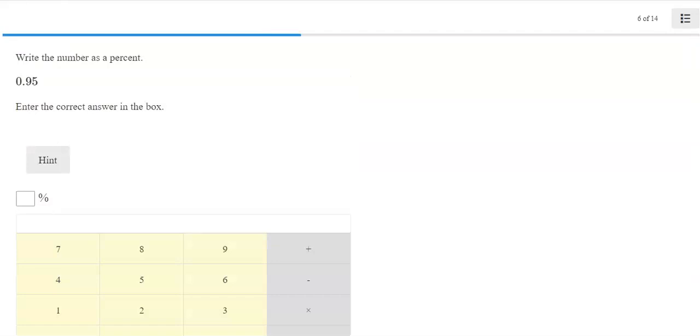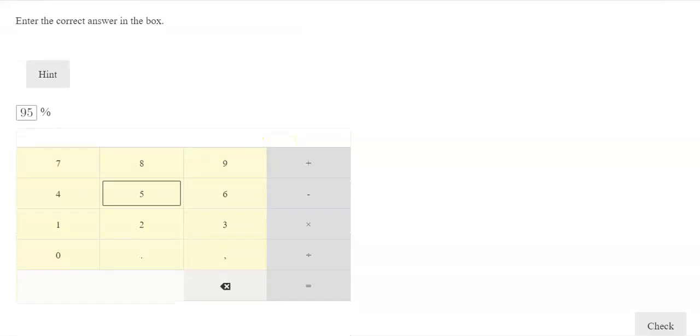Next. This one is a very straightforward one. It's already a decimal, so I'm going to move the decimal to the right 2 times. I go 1, 2, and I get 95%.